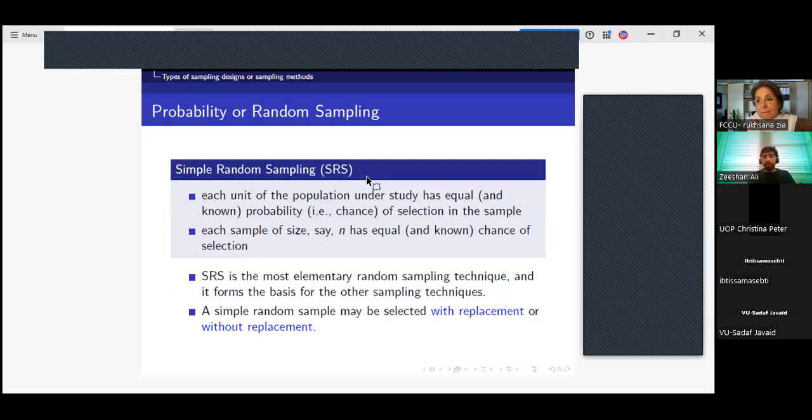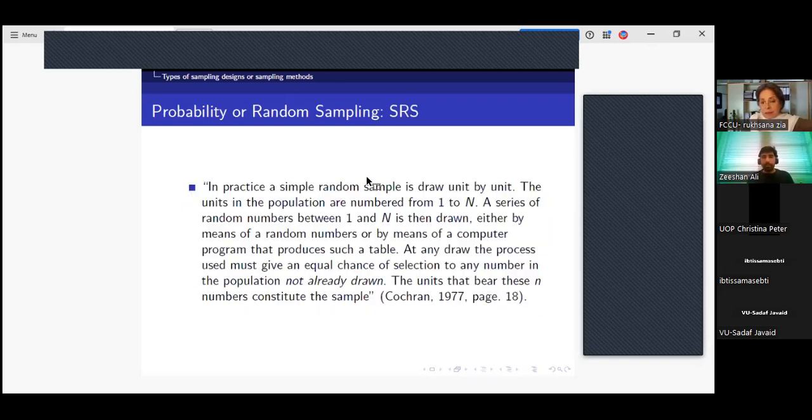Simple random sampling is basically the most elementary sampling technique, and it forms the basis of other sampling techniques. I'll explain that in a moment. It is done with and without replacement, but in practice we usually do it without replacement, because if we have selected a unit, we don't want to replace it and select it again. The practical way of doing this is that we have a number of objects or subjects, and we label them from 1 to n.